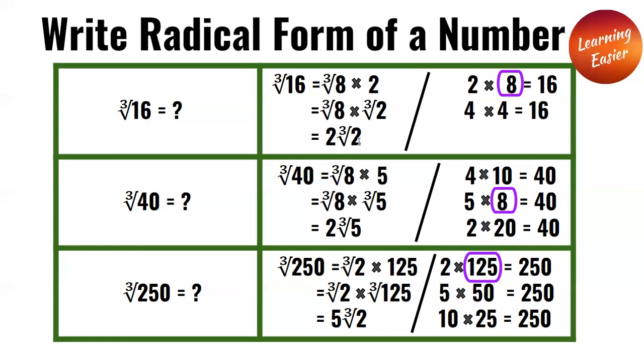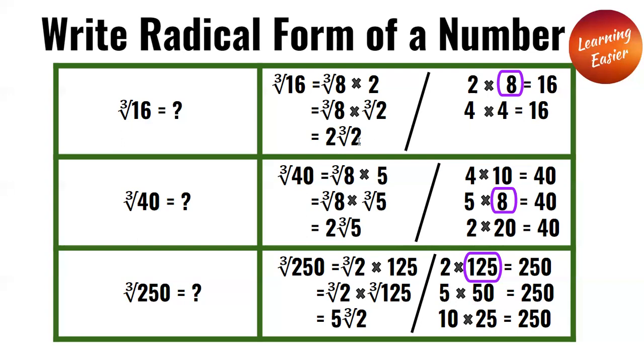Cube root of 40. I know that 8 from the last problem is also one of 40's factors, and I know that 8 is the highest number to simplify 40. Cube root of 40 is equal to the cube root of 8 times the cube root of 5, which is equal to 2 cube root of 5.